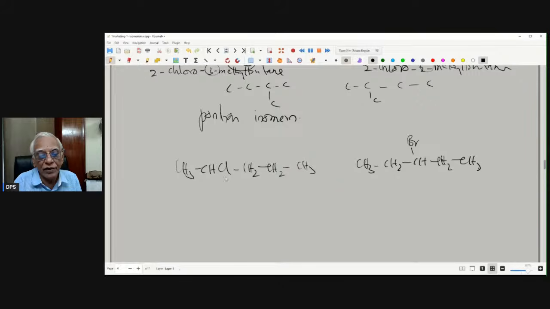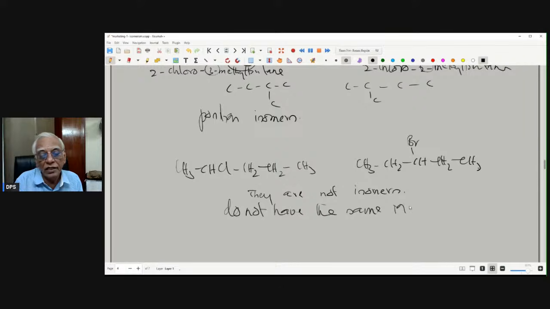You may have a different functional group, chlorine here. You may be tempted to write that this is a functional isomer, but they are not isomers at all. That is an IIT and NEET examination question. Why? Because they do not have the same molecular formula.